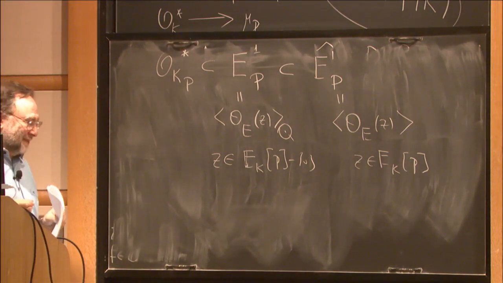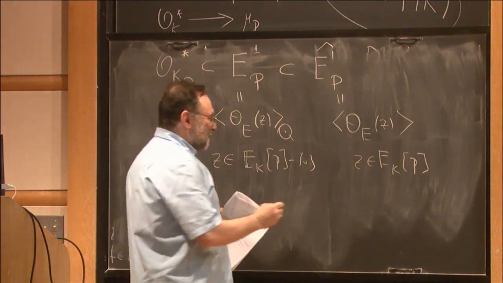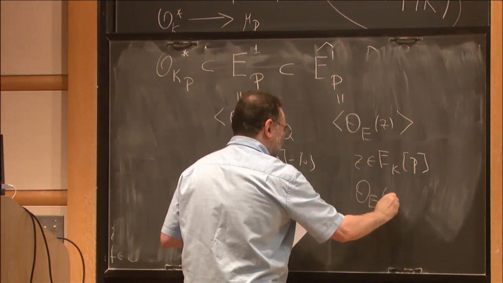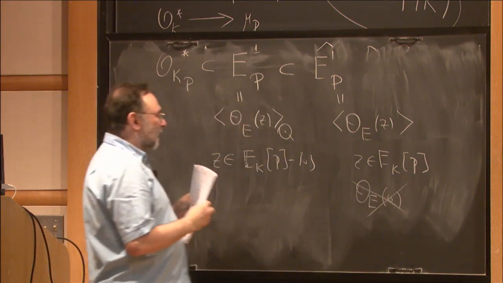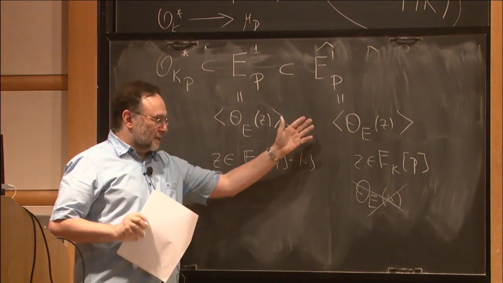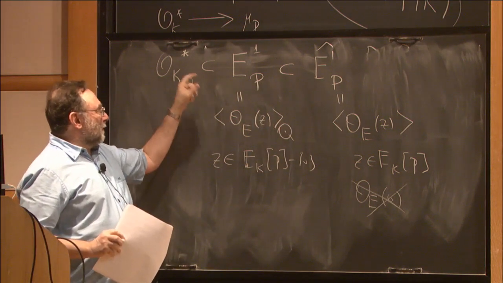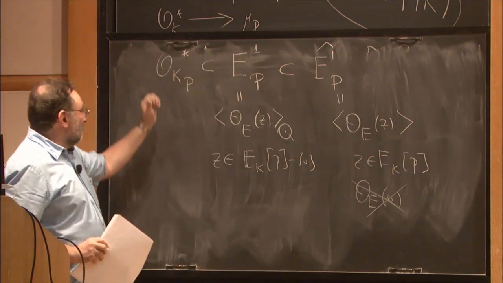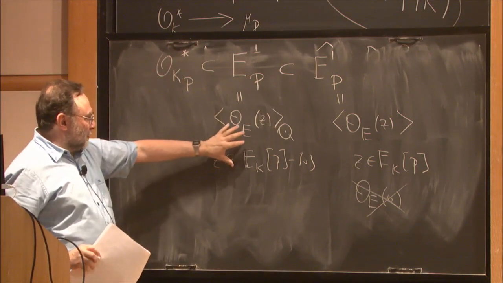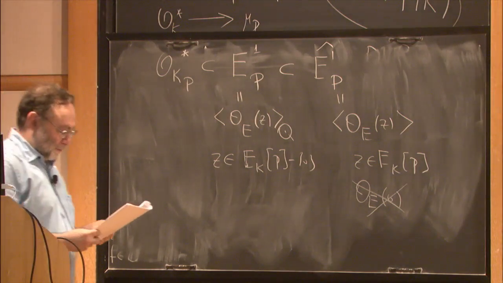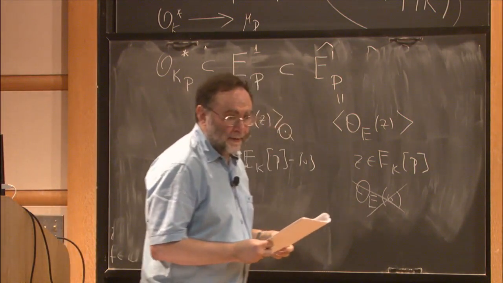I'm waiting for objections. The point is that this does not exist. But nevertheless, I formally added it to the game. It's just useful to formally add it to the game. And this over this is one dimensional, this over this is one dimensional. So this is the main object. This is just the p-units, and this is an artificially expanded space of units.